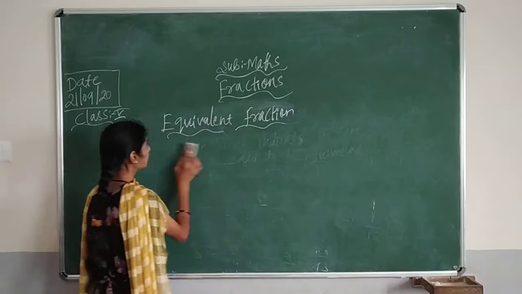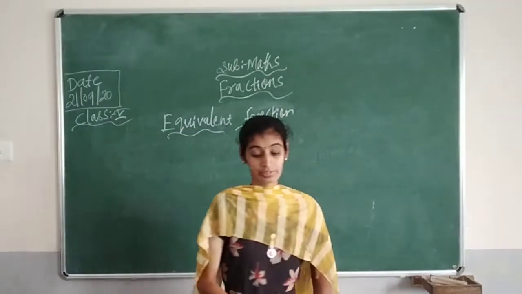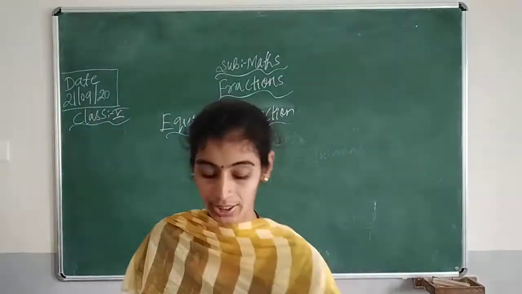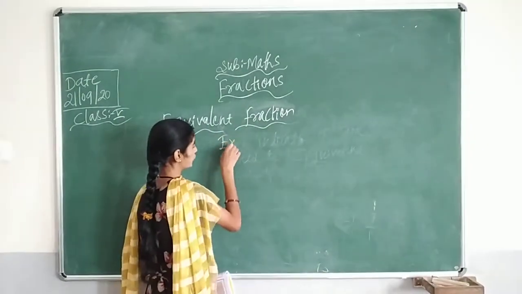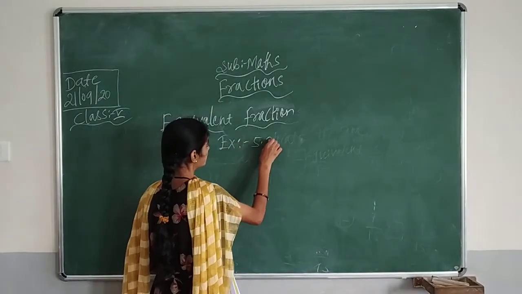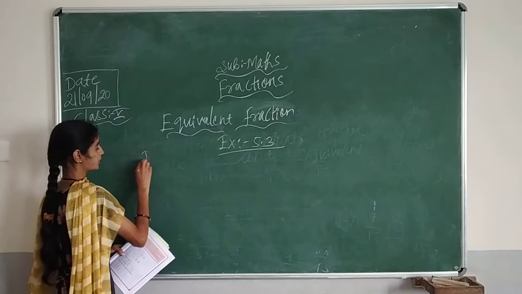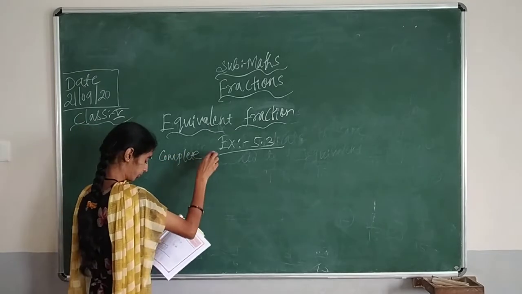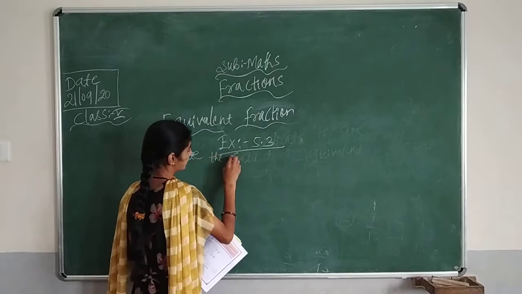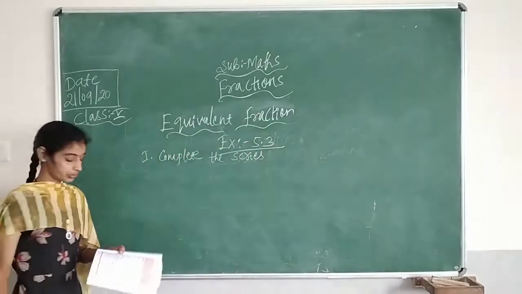Okay. So now the equivalent fraction exercise, exercise 5.3, page number 65. Page number 65, exercise 5.3, children. Please write it. So in the first one, complete this series. They have given some series, so you need to complete them.